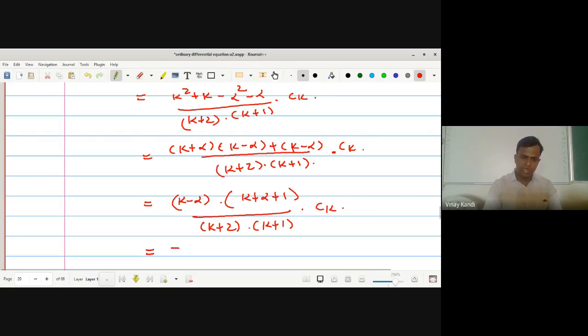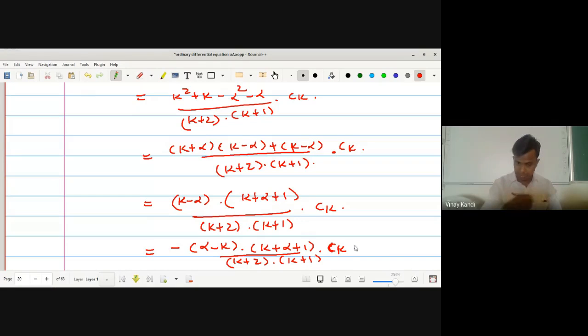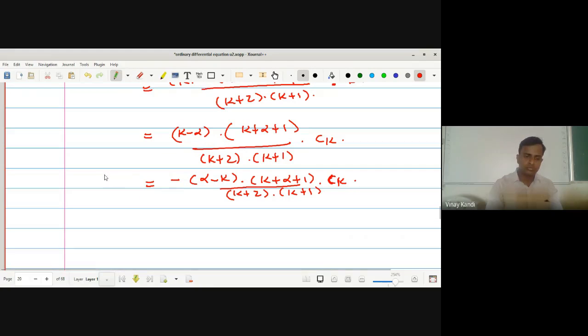Which is equal to, taking the minus sign common, alpha minus k into k plus alpha plus 1 divided by k plus 2 into k plus 1, into ck. Okay, any doubt up to here? No, sir. Now, this is the c sub k plus 2. We have to find the solutions phi1 and phi2 of Legendre's equation in general form.